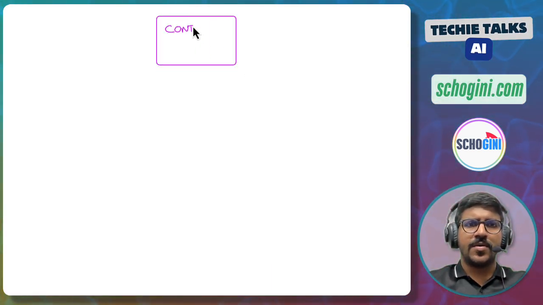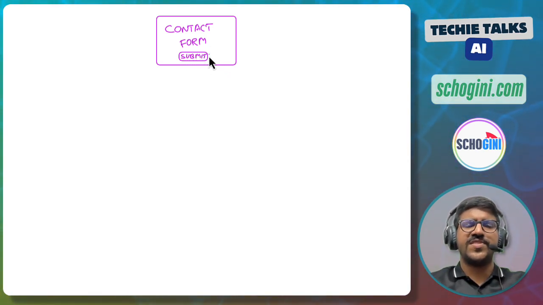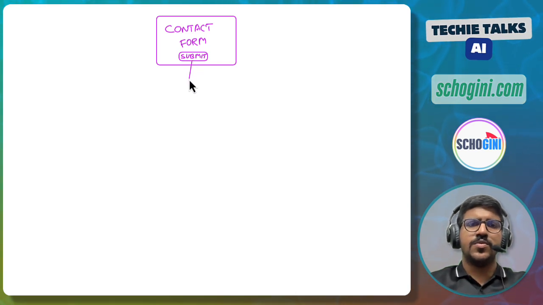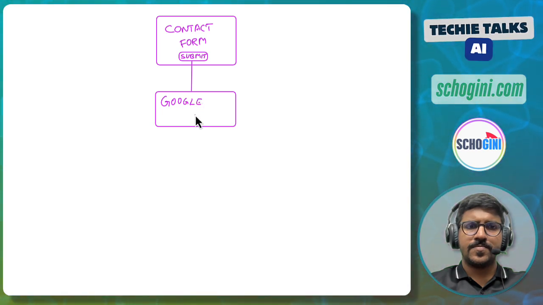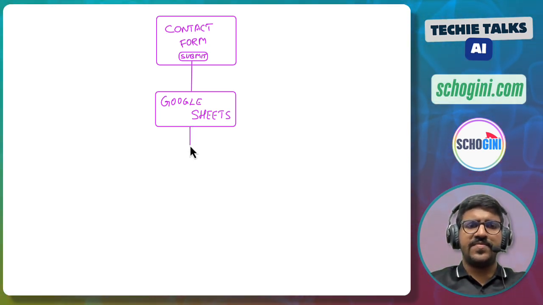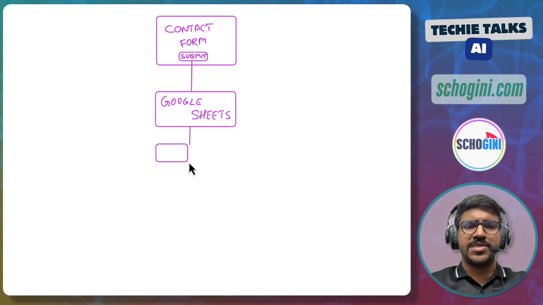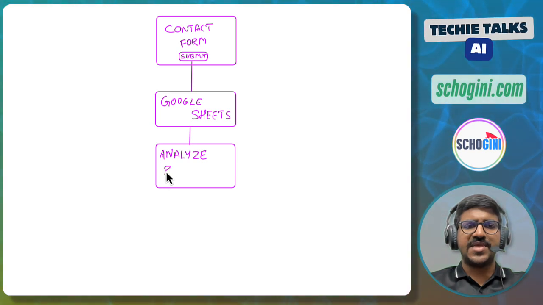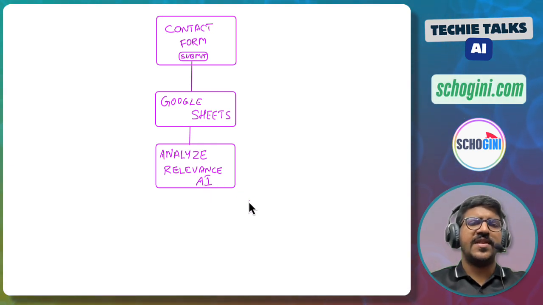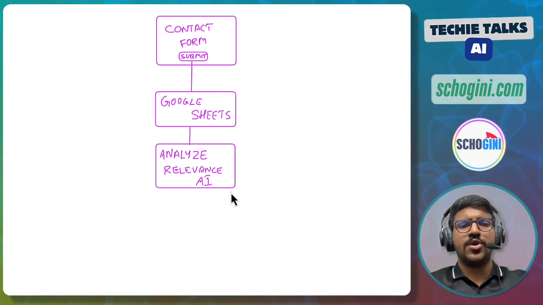We have our contact form. So this is our contact form, submit operation, and if we perform the submit operation from within the contact form, we saved it to the Google Sheets, and then the data that we saved within Google Sheets, we processed and analyzed with the help of Relevance AI, so that we'll get some actionable intelligence based on the contact form submission.